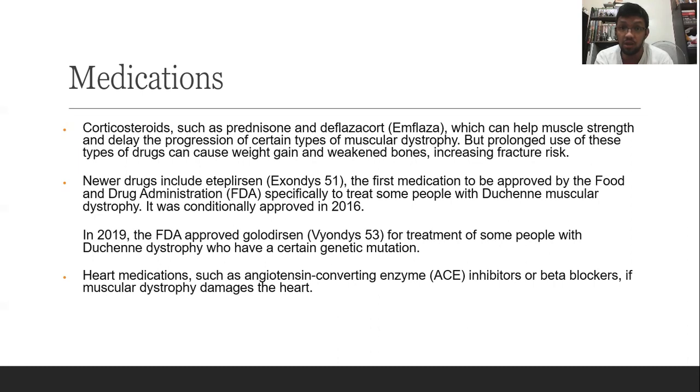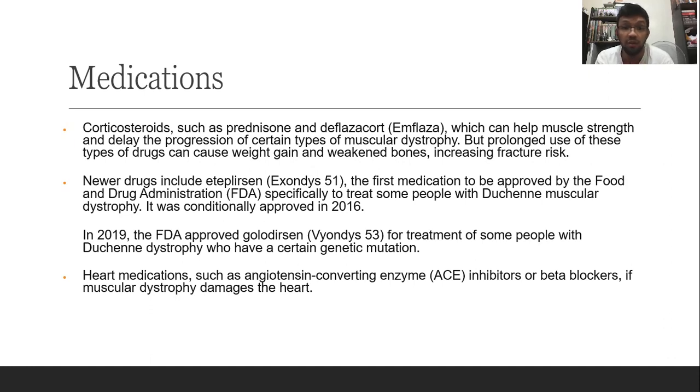That's the average. Medications: corticosteroids such as prednisone and deflazacort can help muscle strength and delay the progression of certain types of muscular dystrophy. But prolonged use of these drugs can cause weight gain and weaken bones, further increasing fracture risk. Newer drugs include eteplirsen or Exondys 51. This is the first medication approved by the FDA, used to treat some people with Duchenne muscular dystrophy.